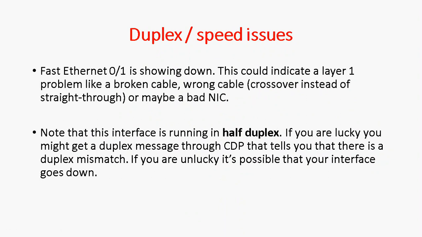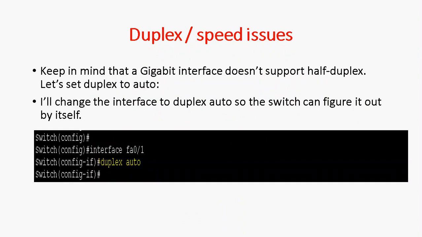If CDP is enabled on your switch, which is the default, you will get a log message about a duplex mismatch. So you can easily come to know there is a duplex mismatch issue. That's why the port went down. We can rectify that issue. Gigabit Ethernet and Fast Ethernet won't support off duplex. So let's change the duplex into auto mode.